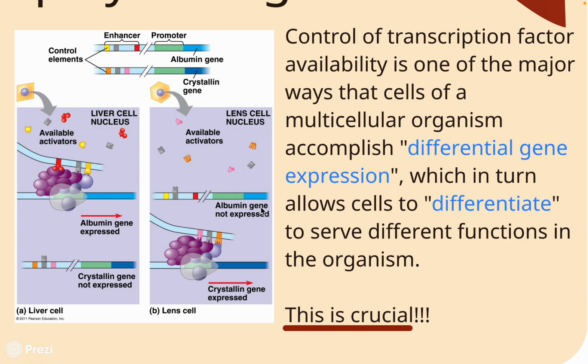So this is an extremely important way that cells are able to differentiate and only make the lens cell do what it needs to do, your liver cell do what it needs to do, and not every function in your body in one cell. So this is another way that cells can regulate and continue to differentiate from each other.